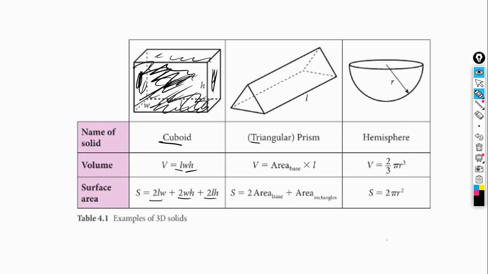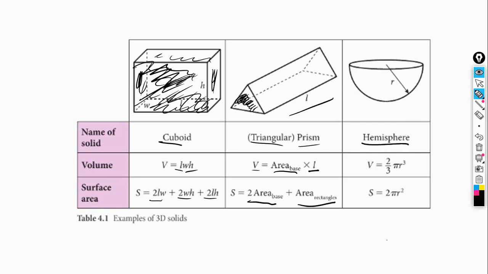Then we have the triangular prism, and notice that the volume is the area of the base times the length. So this would be the length. The thing you have to be careful here is when you want to calculate the area of the base, it's actually this triangle. So it's the area of the triangle times the length. Then the surface area would be 2 times the area of the base, or the area of those two triangles, plus the area of the three rectangles, right?